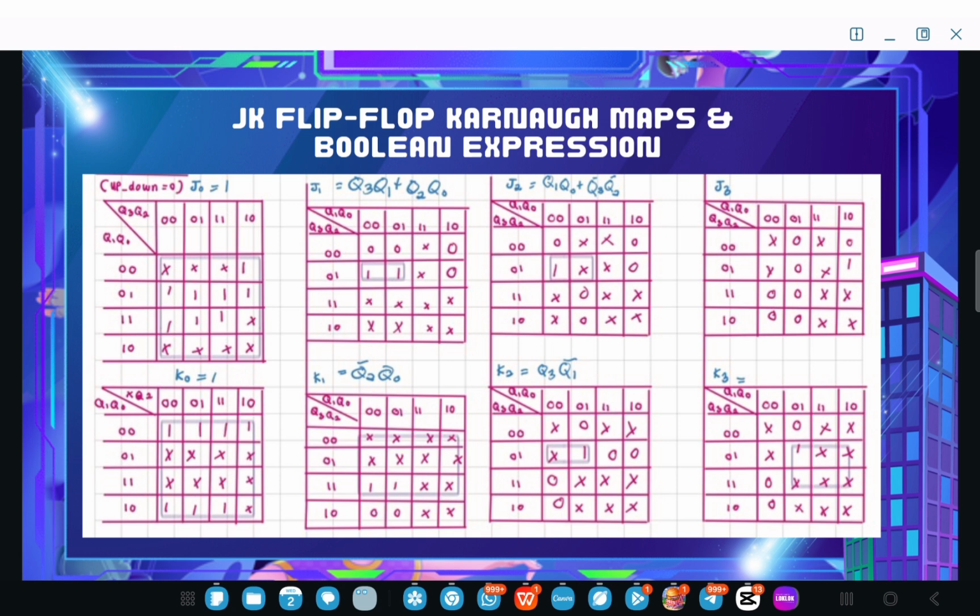From that, we determine the values of J and K needed to make the flip-flop work correctly. The K-map helps you find the simple Boolean logic for each input, so we can reduce the number of gates used in the final circuit. So basically, this step is important because it allows you to design a more efficient and simple counter.